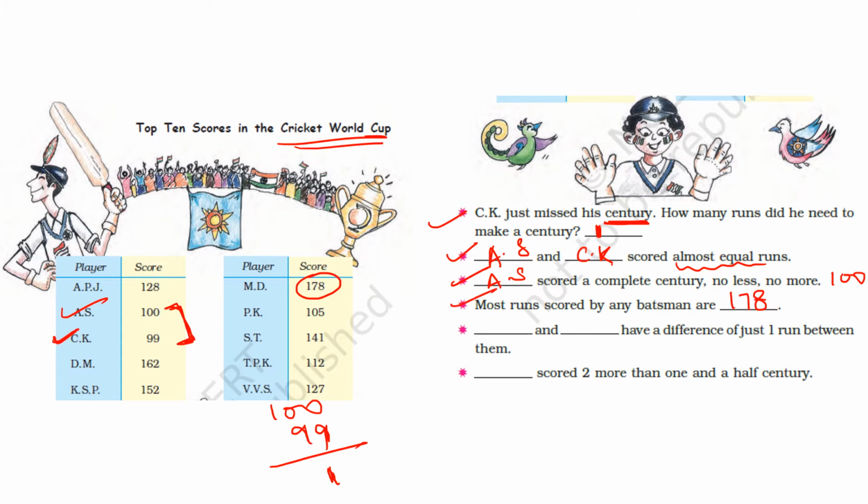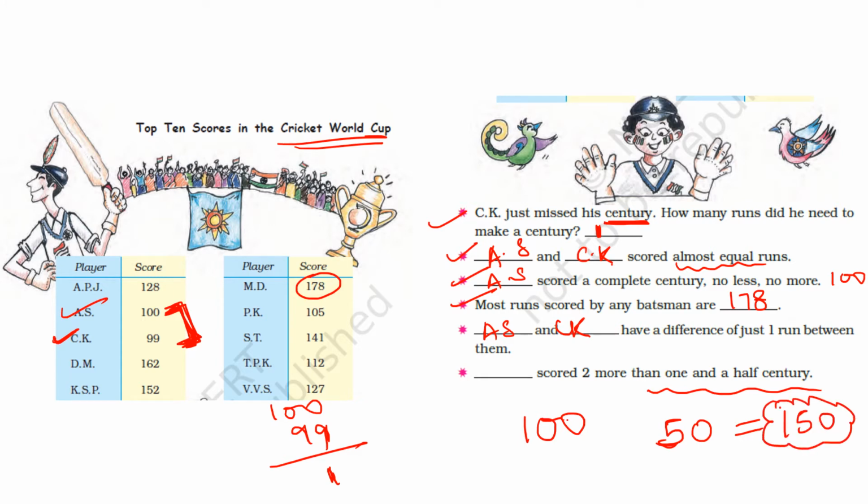Next, Dash and Dash have a difference of just 1 run between them. We have already seen 199, only 1 run difference. So AS and CK have only 1 run difference. Dash scored 2 more than 1.5 century. What is 1.5 century? So 1 century is 100 runs and half of 100 is 50. So that is 150 runs. Okay. 1.5 century is 150 runs. Dash scored 2 more than 1.5 century. So who made 152 runs then? KSP made 152 runs. Clear?